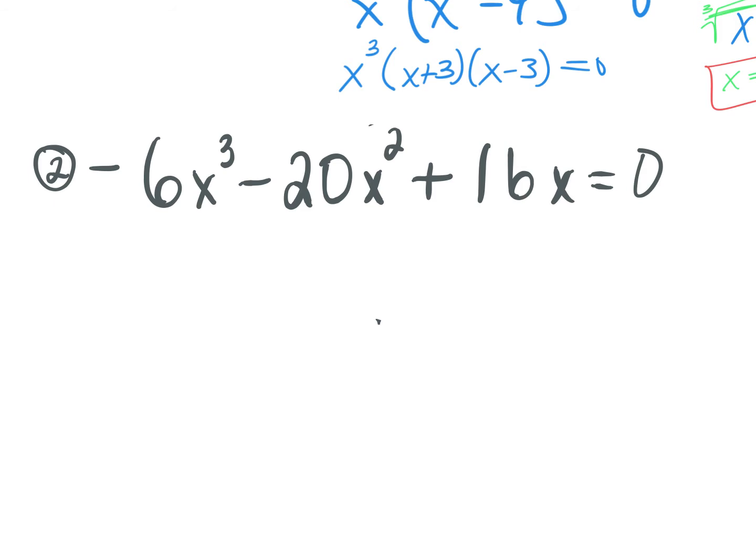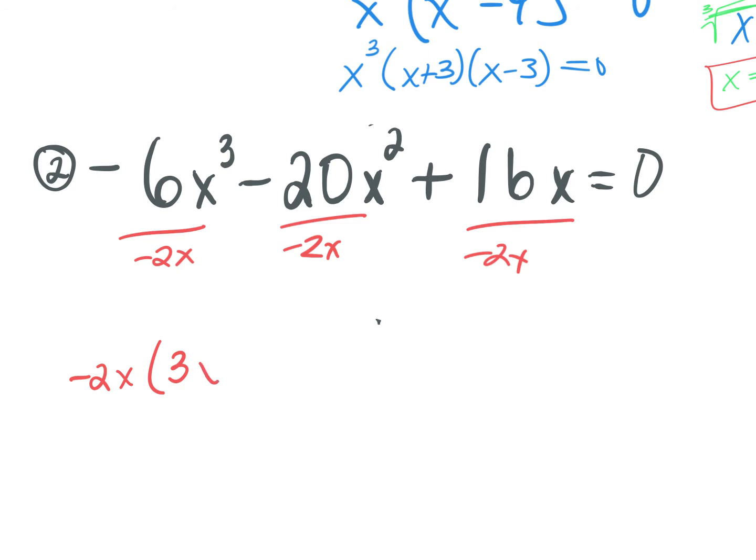Is there a GCF? Negative 2x. We lead with a negative, so take the negative out. So I have negative 2x that I'm going to take out of all 3 of these. Your negative 2x goes out in front, and I'm left with negative 6 divided by negative 2 is 3, and then I have x squared. Negative 20 divided by negative 2 is positive 10x. And then positive 16 divided by negative 2 is negative 8 equals 0.